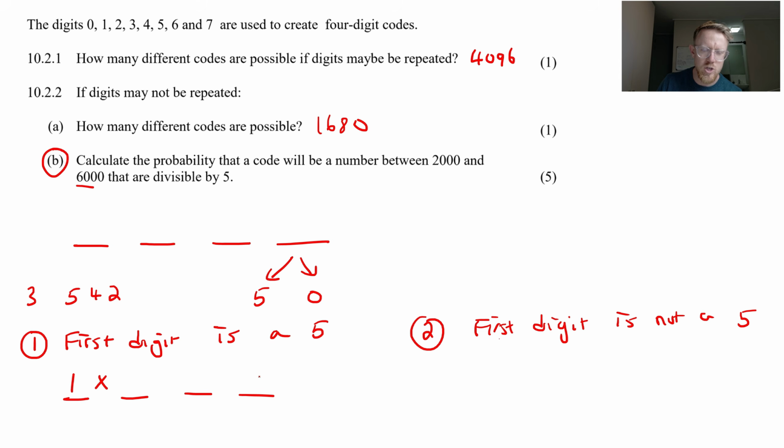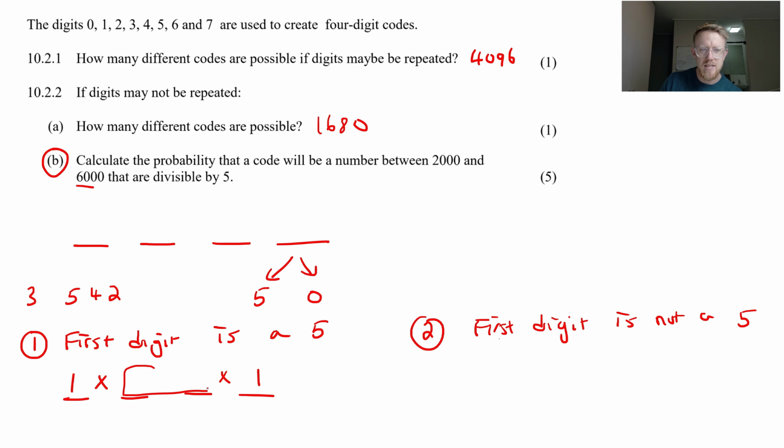So the next restriction is here at the end, okay? So if we've used a 5 over here, then how many options do we now have over here? Well, we're only allowed to use the 5 or a 0, but the 5 has already been used. So we only have 1 option available over there.